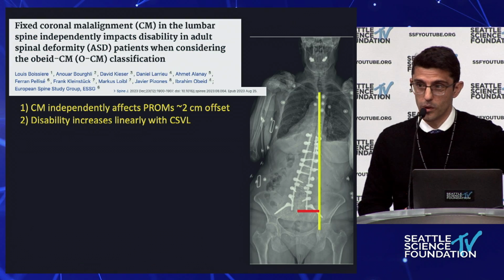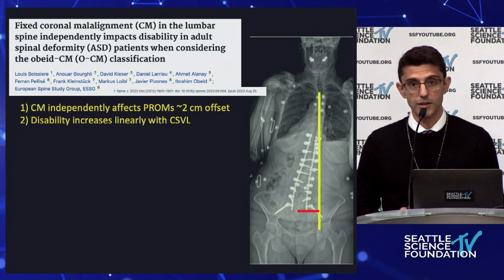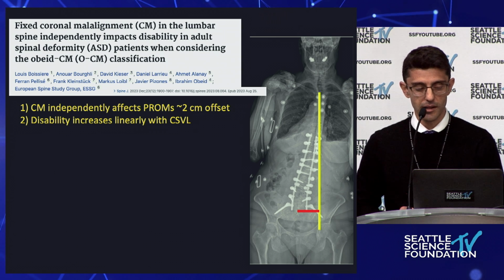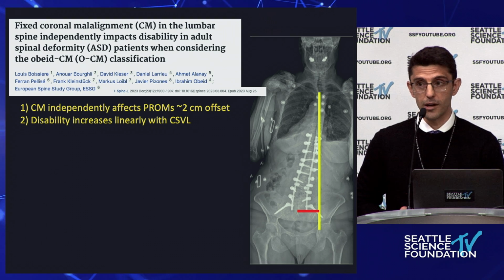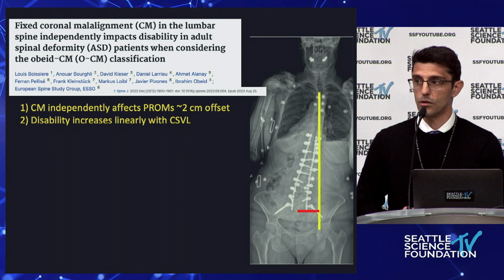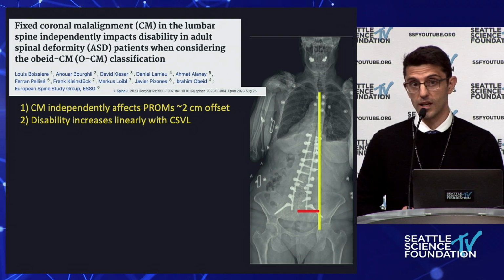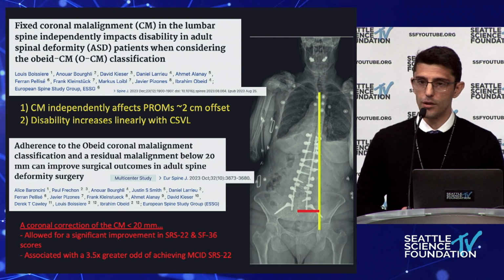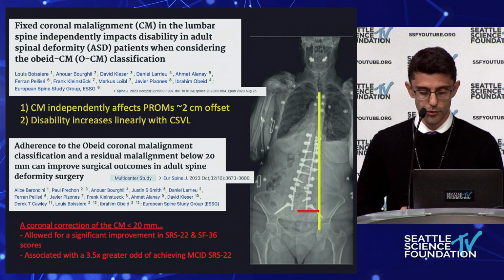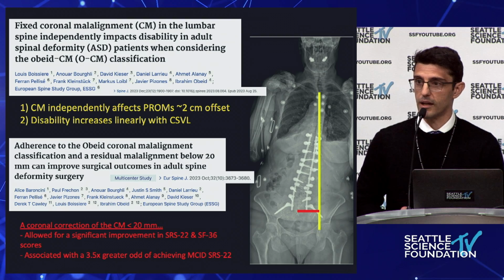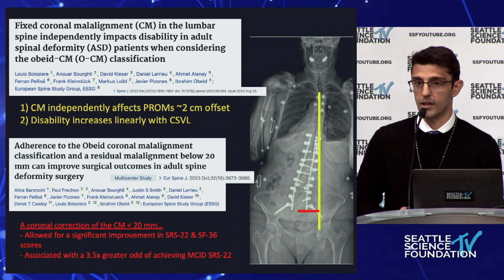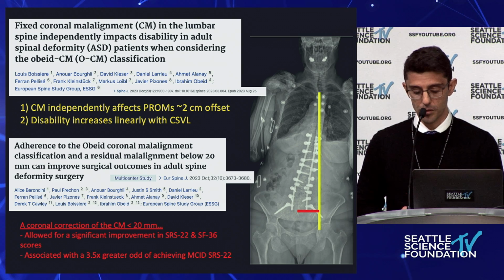More recently, in 2023, the ESSG put out 2 nice papers with a more refined threshold, and they found that coronal malalignment independently affects patient-reported outcomes at around 2 centimeters of offset, and that disability functionally increases linearly with increasing CSVL. Additionally, those patients that were corrected to within 2 centimeters had a significant improvement in both the SRS-22 and SF-36 scores. And this was associated with a 3.5 times greater odds of achieving MCID in the SRS-22.